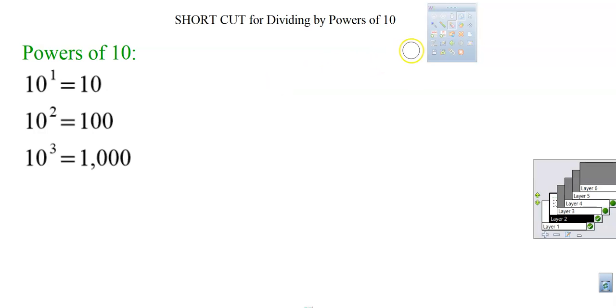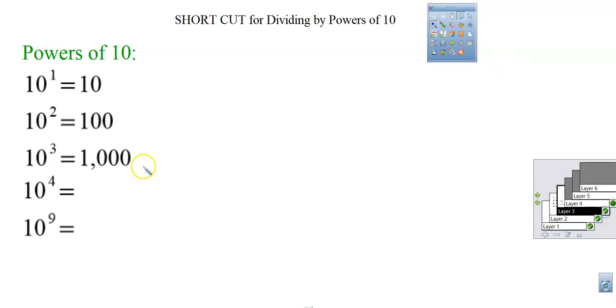Powers of 10 involve a 10 for your base and an exponent. Our first example is 10 to the first power, which is 10. Our second example, 10 to the second power, means 10 times 10, which is 100. And 10 to the third power means 10 times 10 times 10, which is 1,000. So what would 10 to the fourth power be if you look at your pattern?